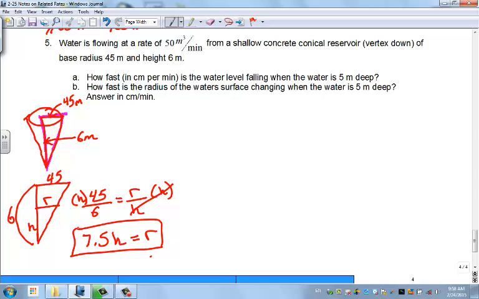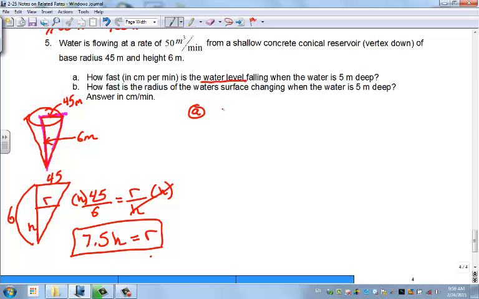Alright, you're also going to need the volume formula for a cone. So a couple different things you'll need to know. So part A asks the following: how fast in centimeters per minute is the water level falling when the water is 5 meters deep? So remember, nothing is constant, right? Our water is falling. We're looking for a snapshot in time when the water is 5 meters deep. The depth of the water is h. So what it's asking for is centimeters per minute.